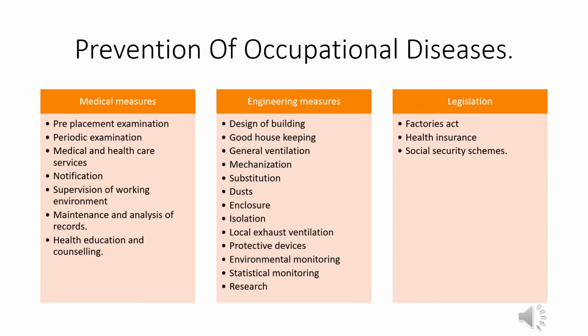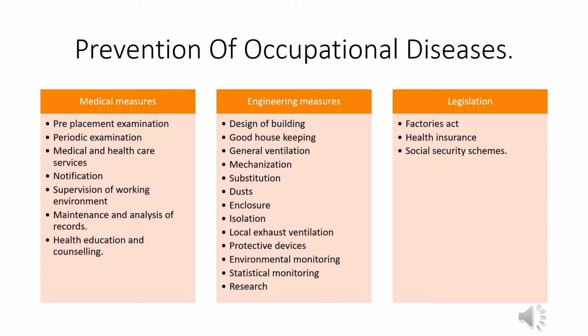There should be notification if any of the workers acquires some disease or there is any incident which is health related. It should be notified to the authorities. Supervision of working environment should be there. Maintenance and analysis of records: whatever medical records are there, they should be maintained and they should be analyzed periodically to look for data and see if it is suggesting any increased incidence of any disease. Health education and counseling is very important among medical measures.